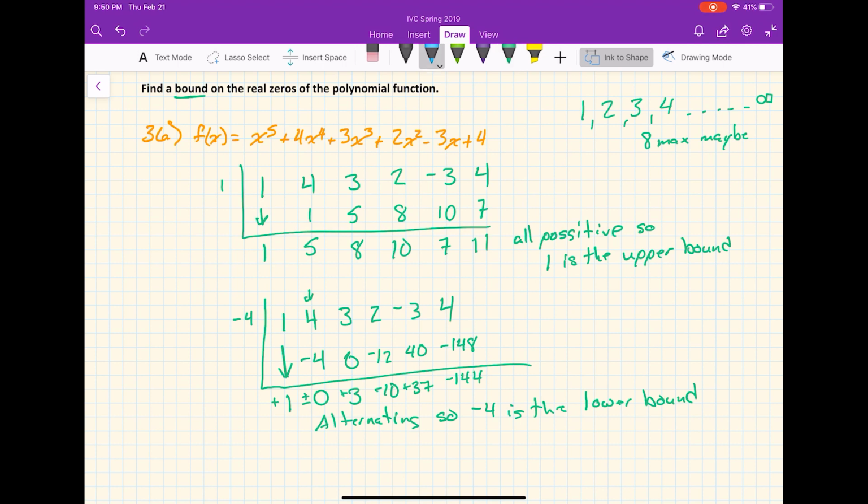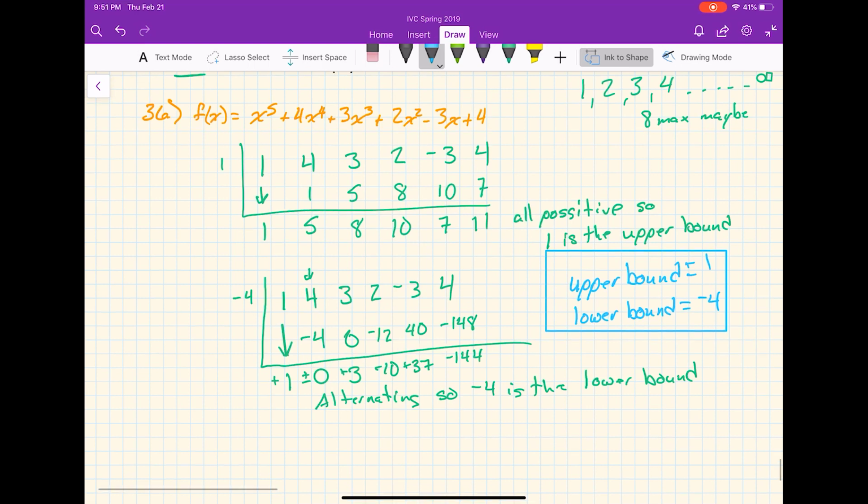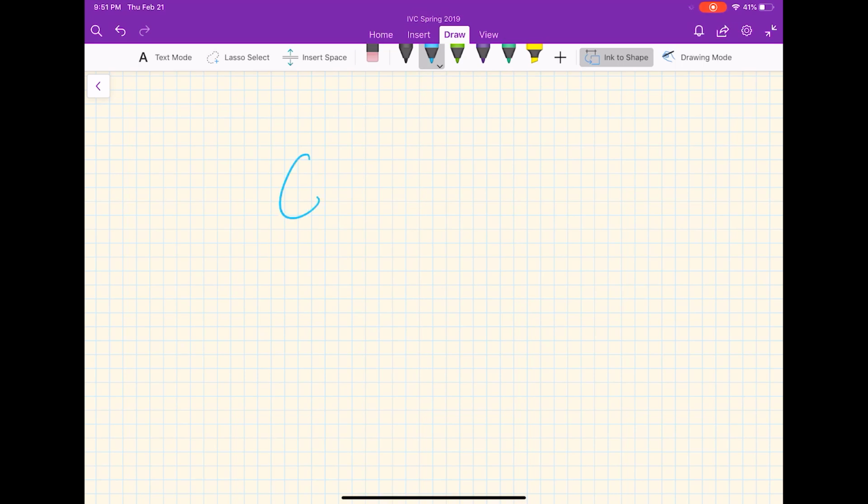I suppose to put this in a nice little box, we can just write these. The upper bound is equal to 1. The lower bound is going to be equal to -4. So 1 and -4. Put that in our cute little box and call it done. All right, so that's all the way through 36.